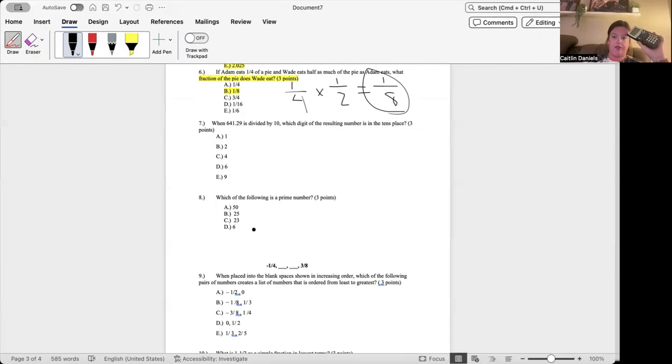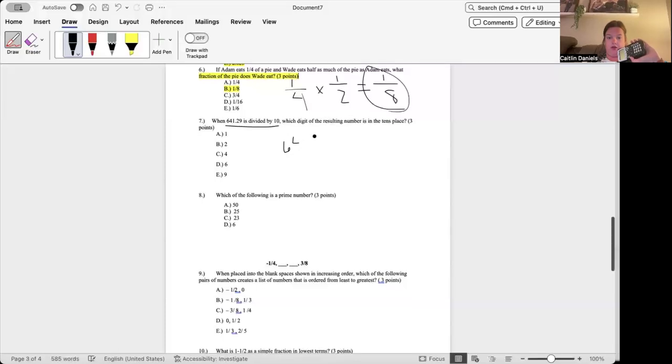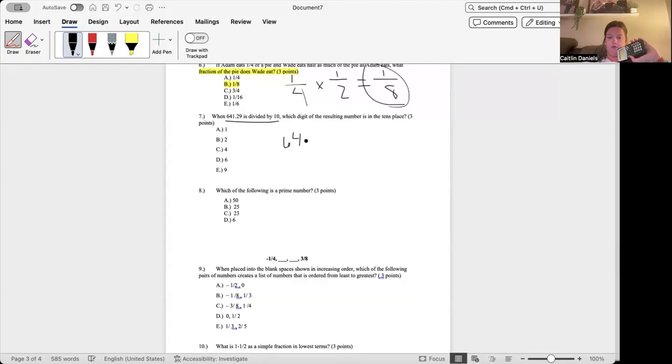When 641.29 is divided by 10, which digit of the resulting number is the tens place? Okay, so to get that, first we need to do what it's telling us to do here, which is dividing 641.29. We're going to divide that by 10 right there to get that.